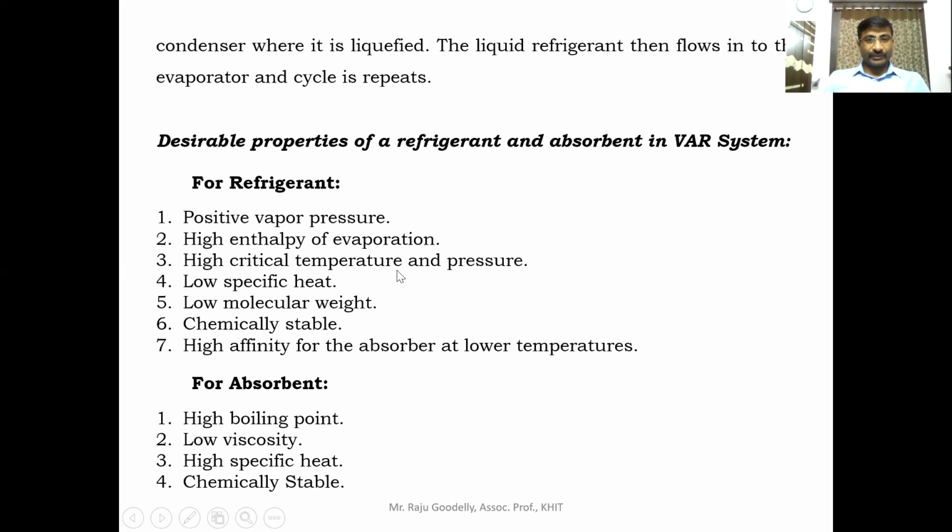High critical temperature and pressure. The critical temperature and pressure is the peak temperature and pressure, which must be high when compared to the operating temperature and pressures. Low specific heat. In absorbing the sensible heat, the refrigerant should have low specific heat so the temperature rises little. Refrigerant ki specific heat takkuga undali. Specific heat absorb ante heat absorb cheskunnappudu dan temperature anedi takku rise avvali.